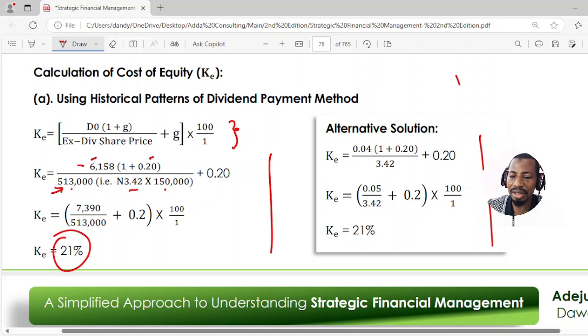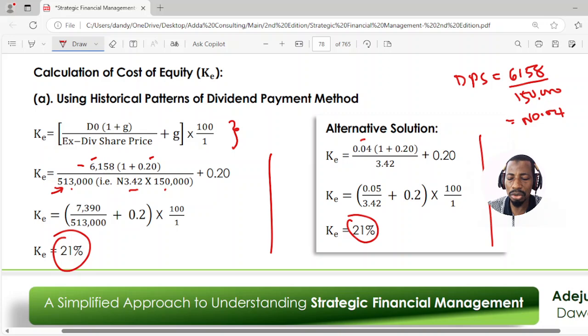You know, dividend per share is total dividend, for example 6,158, divided by the number of shares. The number of shares is 150,000. This will give you 4 kobo, 0.04. That is how we arrive at this 0.04. Put it in the formula, the cost of equity still remains as 21%. So whether you use the absolute number or par value to calculate your cost of equity, you still get the same thing.